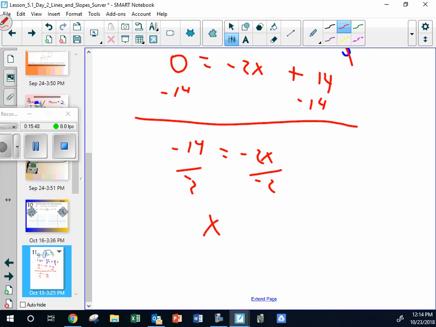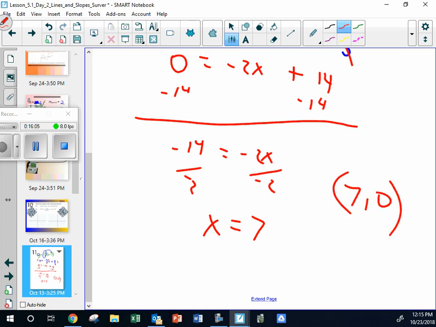And x equals 7. Raise your hand if you had x equals 7. Okay, cool. So then, what is that spot? It took a long time to find the x-intercept. If it's the x-intercept, y equals 0, right? So then this point is (7, 0).